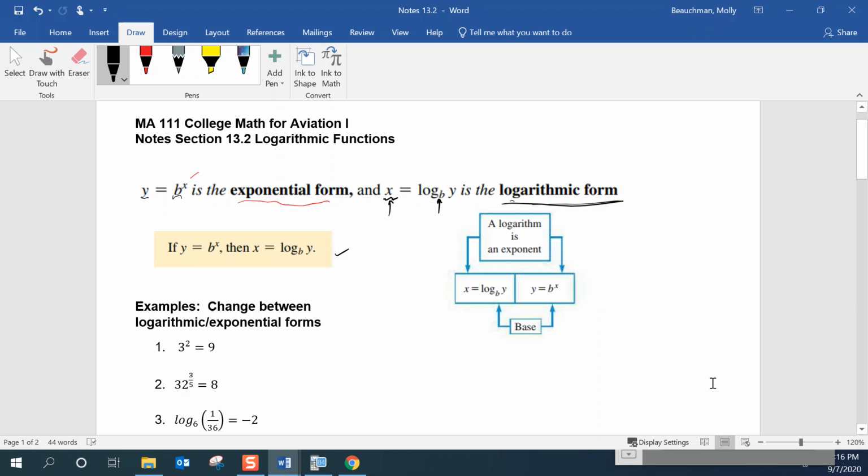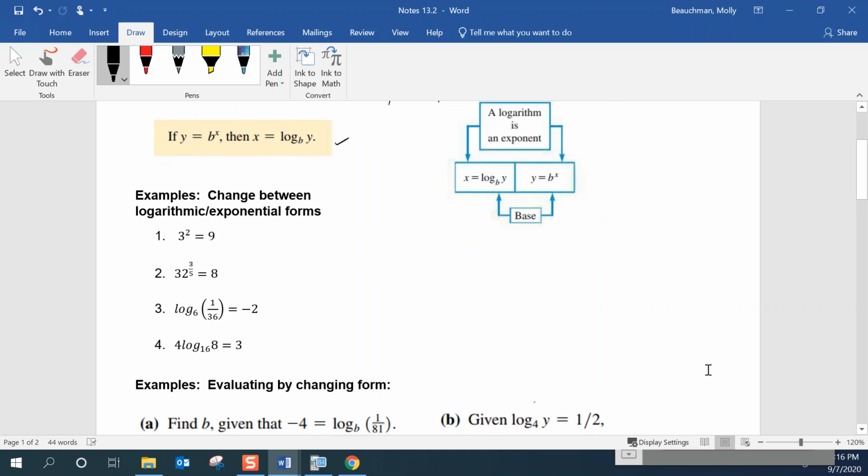So let's take a look at some examples. You can rewrite any exponential expression as a logarithm. Here we have 3 to the power of 2 is equal to 9. Writing that in logarithm form, log base, the base is 3. The answer is 9. Log base 3 of 9 is equal to 2. So the answer to a logarithm is the exponent.